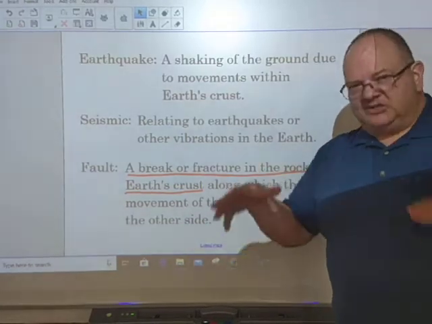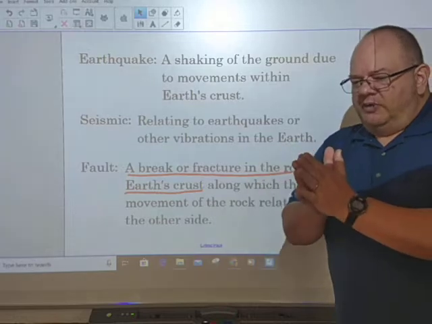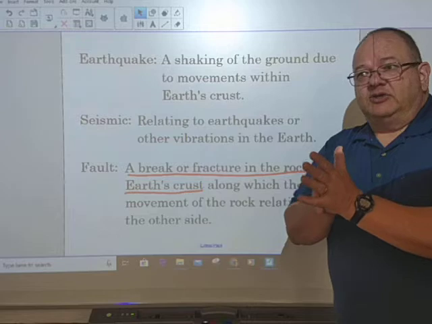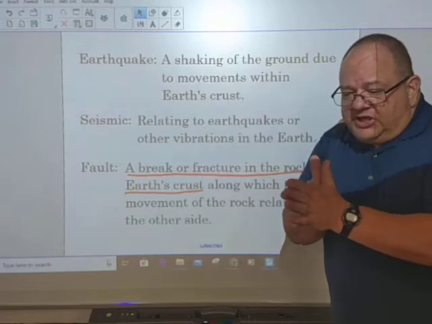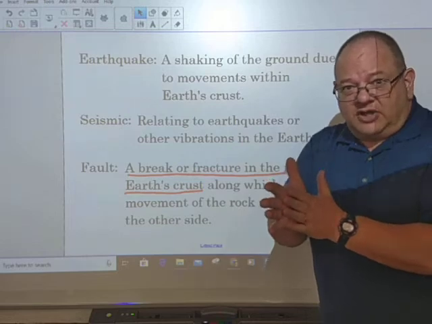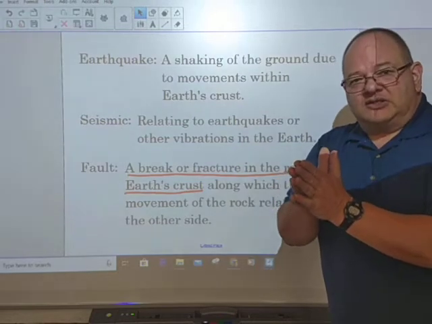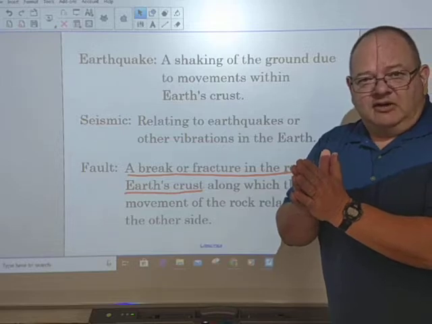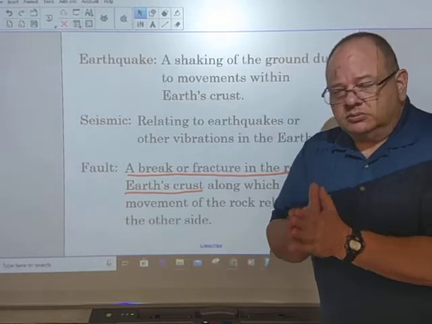So we have plate tectonics happening. We might have a shear stress along a transform boundary where two pieces of earth are moving past each other. That's a fault, okay? If you just have a rock that's broken in two pieces, but there's really no force being applied to either half, that's just a broken rock.